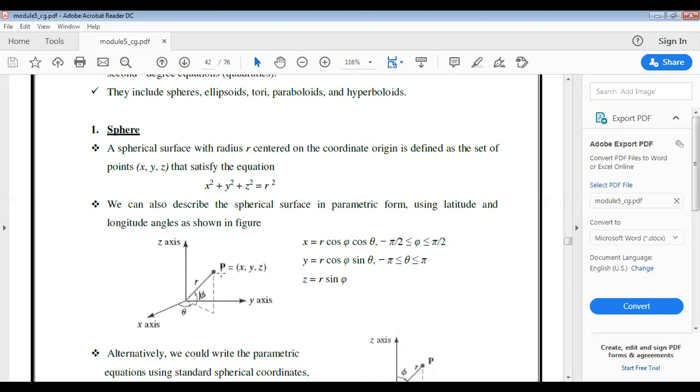Whenever I say P, it is a point, so I need to represent it in terms of x, y, and z. What is x, what is y, what is z? If I take any point P, the distance between the origin and that point P is r, and this angle is phi, and this angle is theta. Then they represent x is equal to r cos phi cos theta, y is equal to r cos phi sin theta, and z is equal to r sin phi.